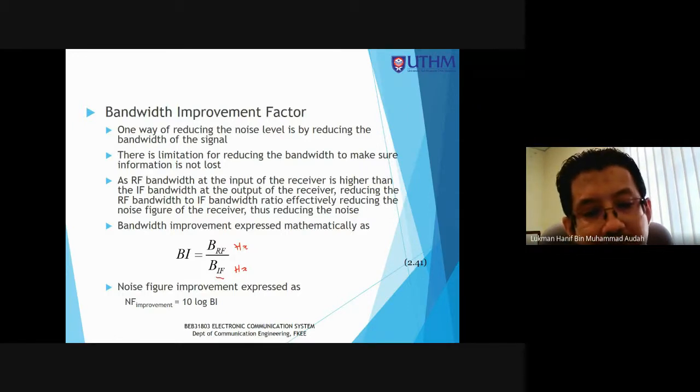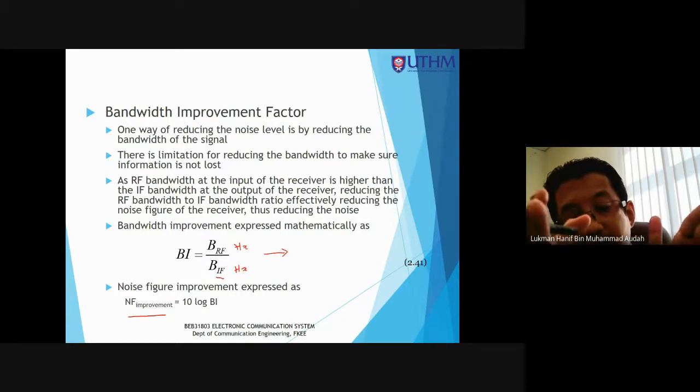In terms of noise figure, this is a unitless parameter, and if we convert into decibel, it becomes a noise factor improvement, which is 10 log BI. So ideally, we want this bandwidth to be as small as possible. Nilai ini besar sebab bandwidth of RF agak besar berbanding dengan bandwidth of intermediate frequency. Daripada bandwidth of RF, kita akan reduce kepada bandwidth of IF dan kita akan kira nisbahnya. Kemudian kita boleh kira dalam decibel.